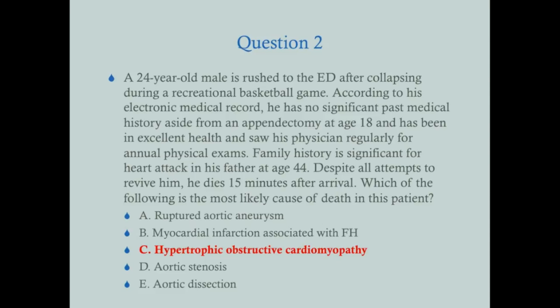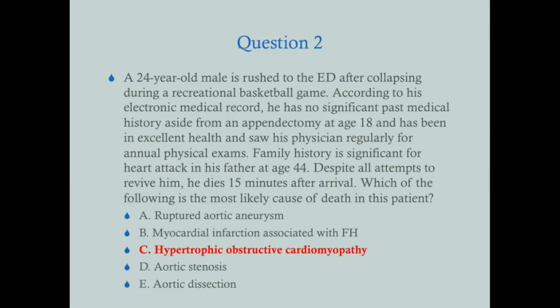Now, what's happening here is that you have an outlet obstruction of the left ventricle, which is going to result ultimately in expansion of the left ventricle, and that's going to cause an arrhythmia, which is going to be ventricular fibrillation. So why not A? So ruptured aortic aneurysm. Well, first of all, ruptured aortic aneurysms do cause sudden death, but it's very rare in patients under the age of 60, much less a 24-year-old guy who's otherwise healthy.